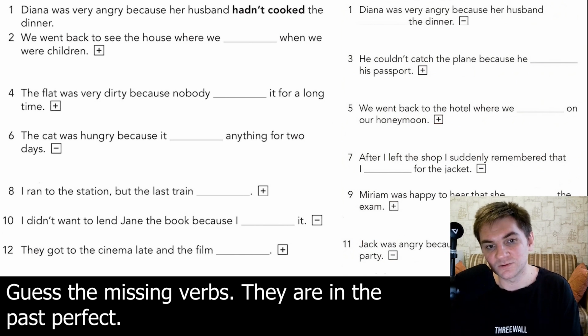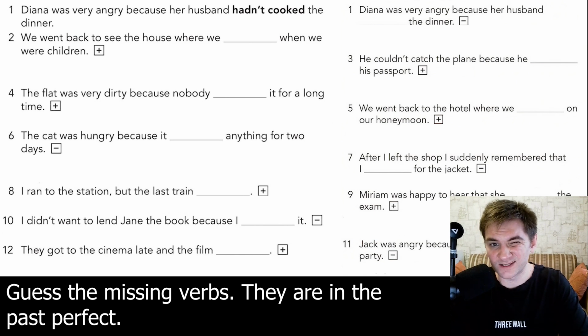Let me give you an example. Number 1. Diana was very angry because her husband, a negative verb here, the dinner. So I think he hadn't done something, yeah? Why could Diana be angry? Maybe because her husband hadn't cooked, or you can say as well, hadn't made the dinner.